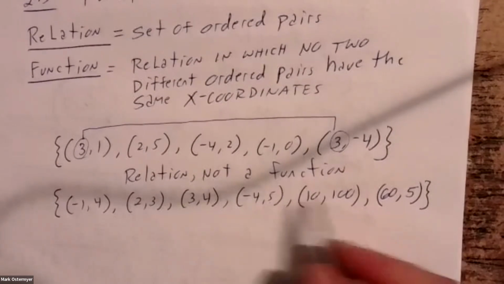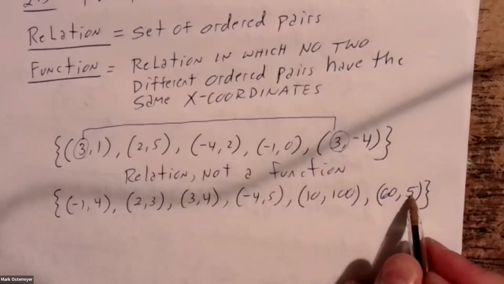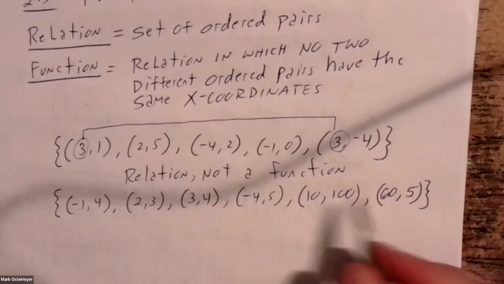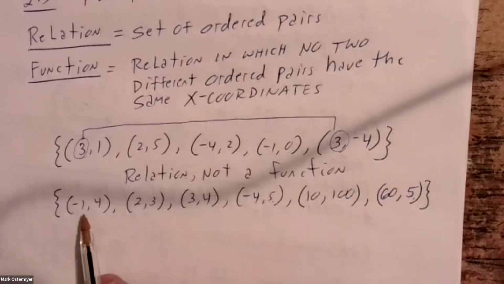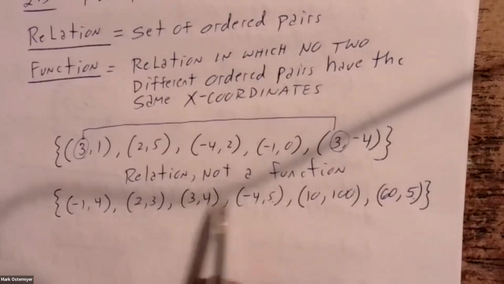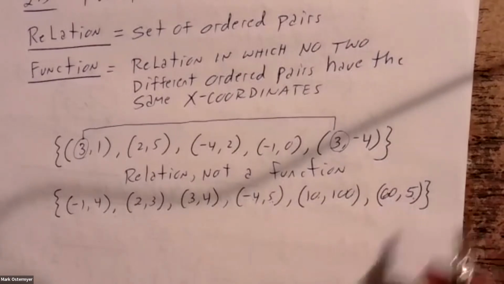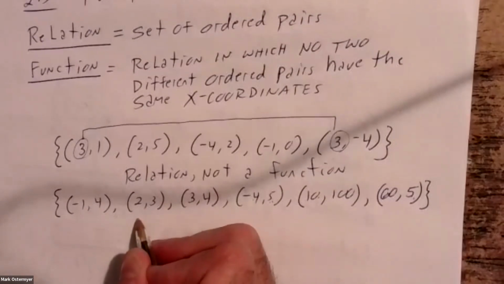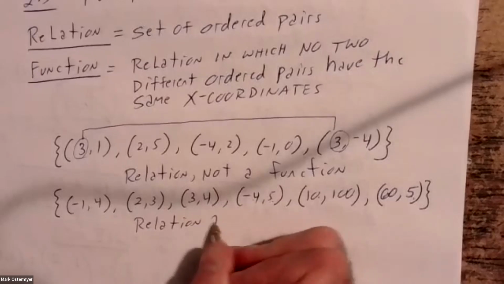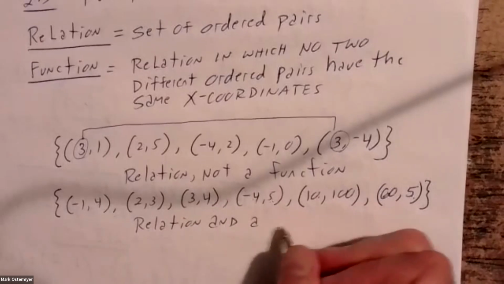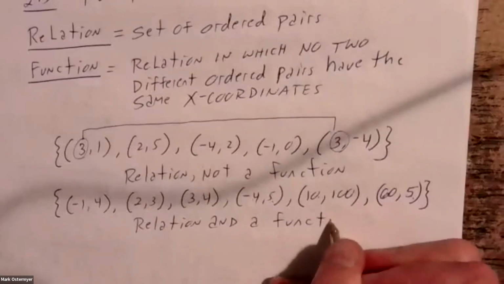I see two different ordered pairs with the same y coordinates, but do we care about duplicate y coordinates? The answer is no. Are all my x coordinates unique? Are they all different? The answer is yes. So this is not only a relation, it's also a function. So this is an example of a function.